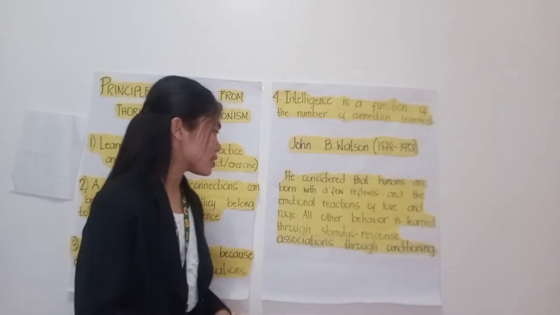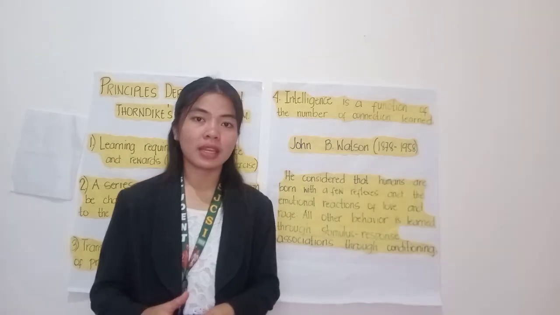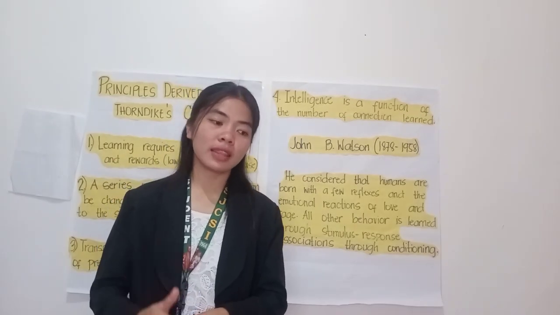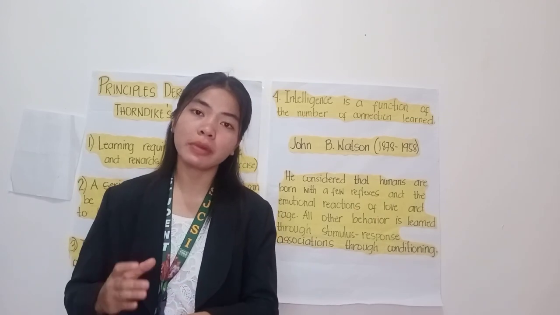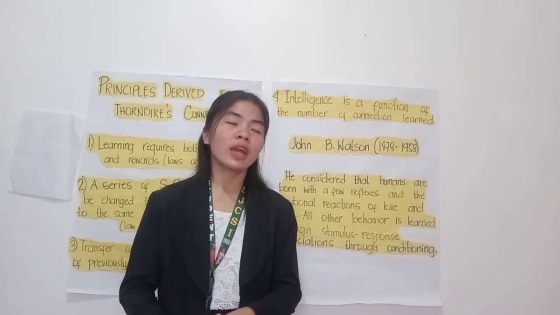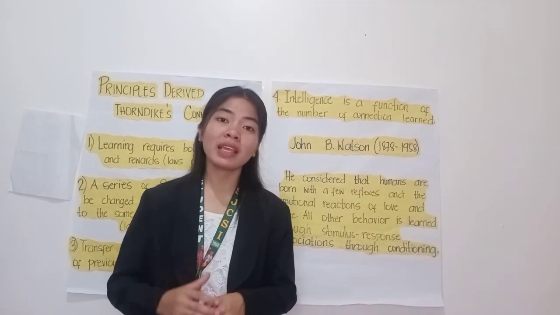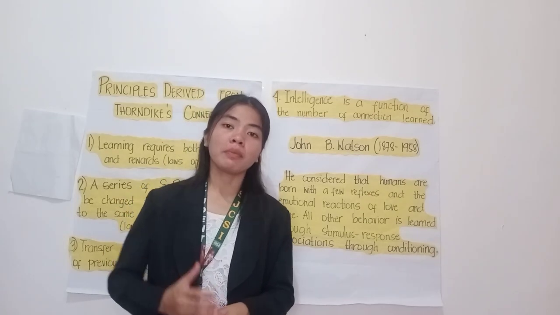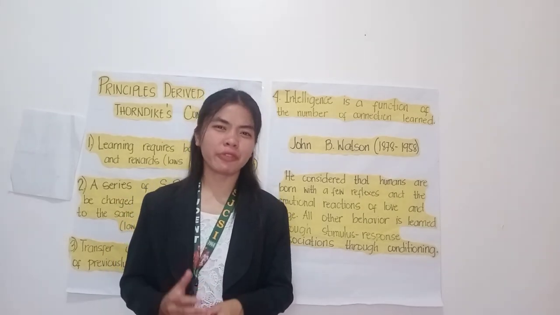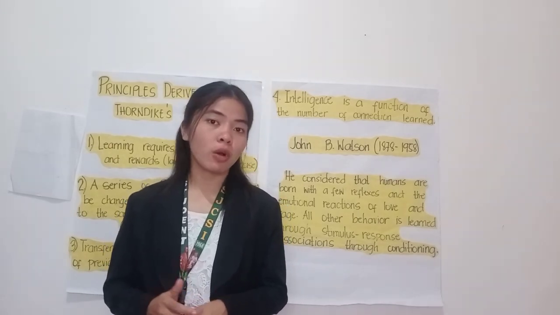So the stimulus-response through conditioning means that the stimulus is that whenever young Albert touches the rat, the response of John Watson is making a sudden loud noise. That is the reason why young Albert became afraid of the rat, not just the rat, but other small animals.